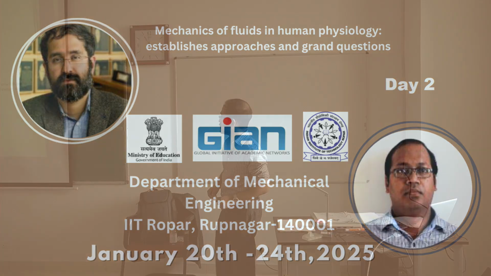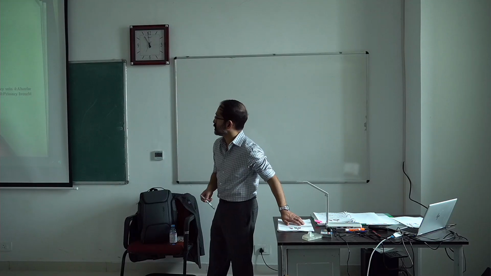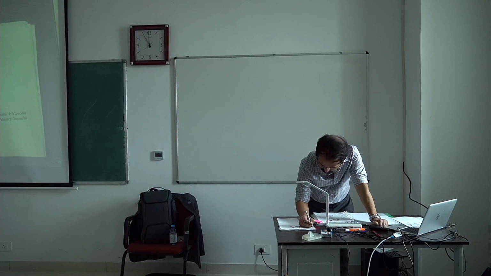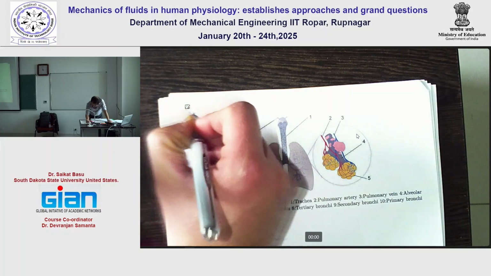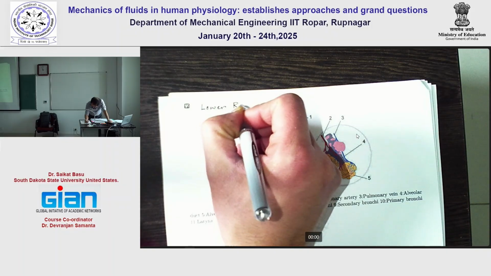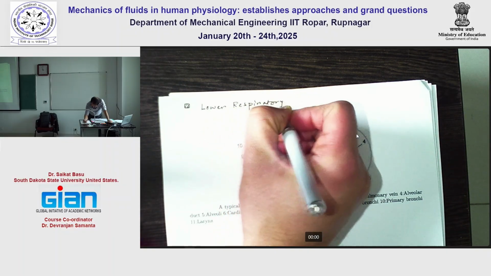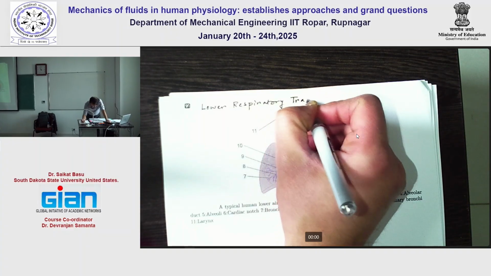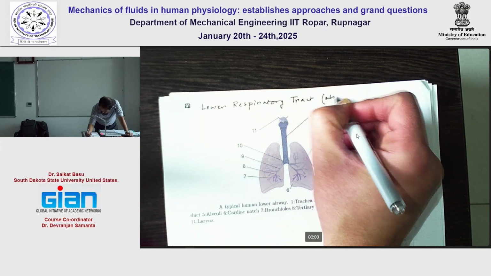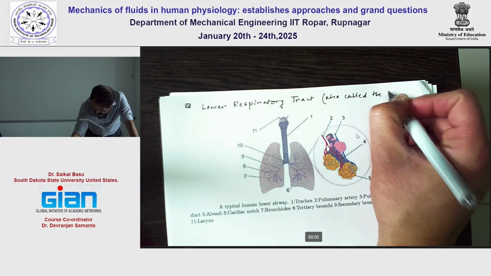In the first session we looked at the upper respiratory tract. Let's move further downwind to the lower airway. So this is the lower respiratory tract, also called the lower airway or the lower air space.